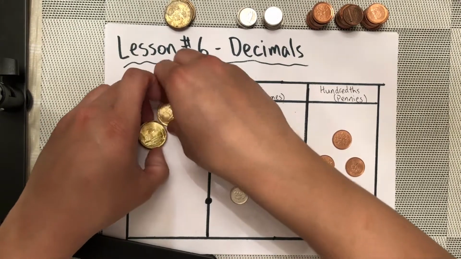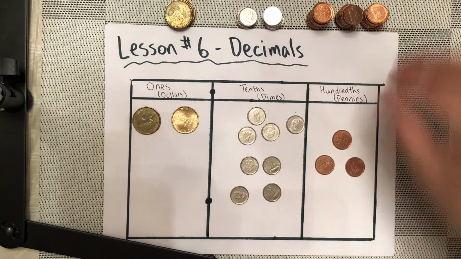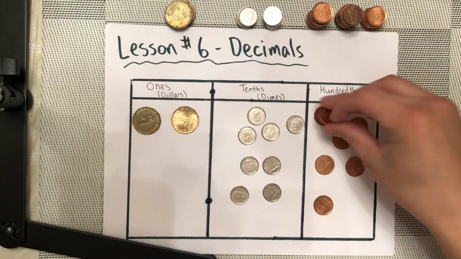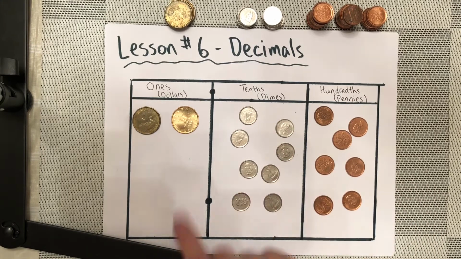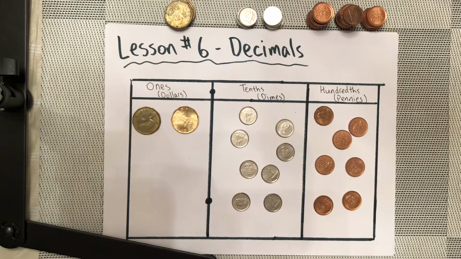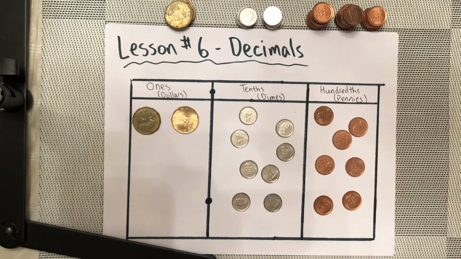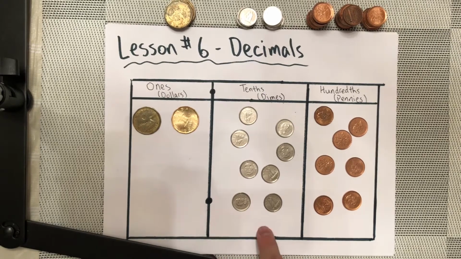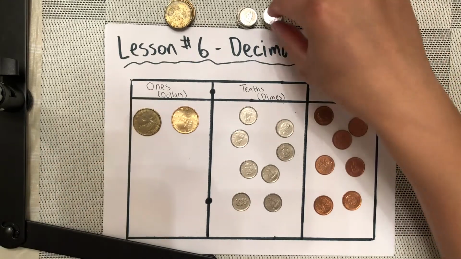Okay, let's try one more just to practice. Let's say I have this. What would this be? I have 2 in the ones place value, I have 8 in the tenths section, and I have 7 in the hundredths place value. So I have 2, 8, 7, 2.87.